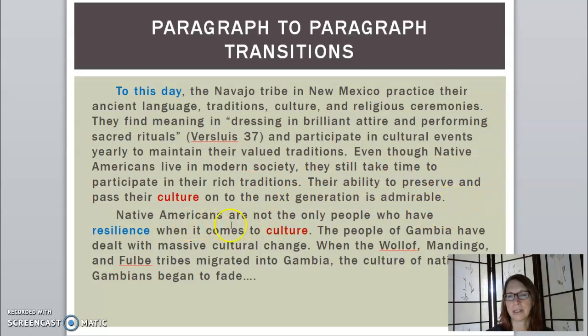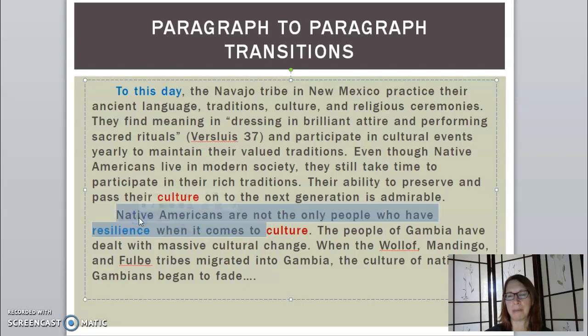Now notice the transitional sentence here. Native Americans are not the only people who have resilience when it comes to culture. So you can see that the repetition of the word culture helps transition into the new idea. But we also have a transitional idea here: Native Americans are not the only people who have resilience, also the Gambians are. So that's a very smooth connector between the two, and it shifts into the new idea while momentarily reaching back to the old idea to show how that connection is made.